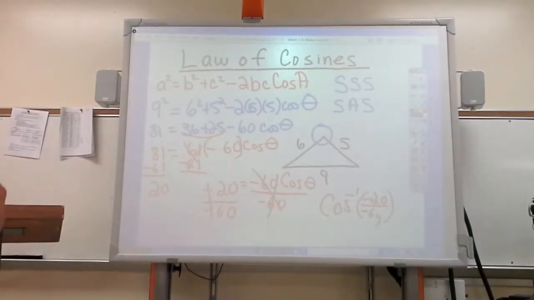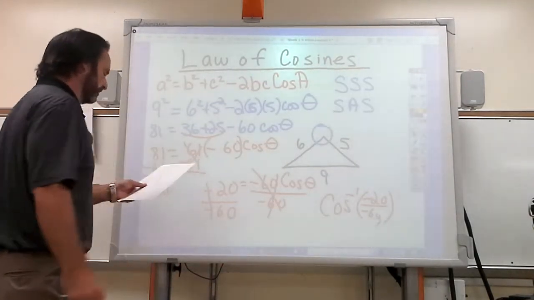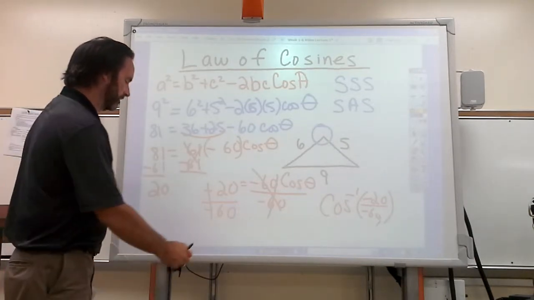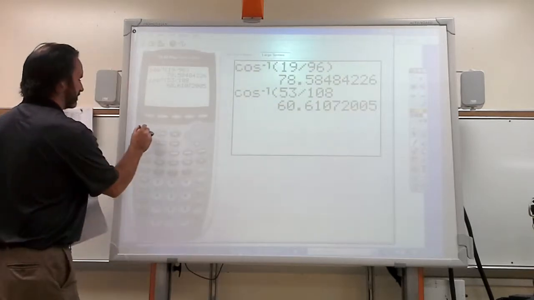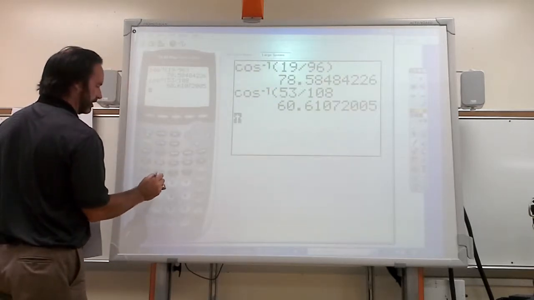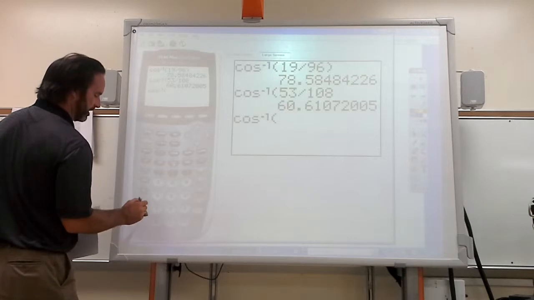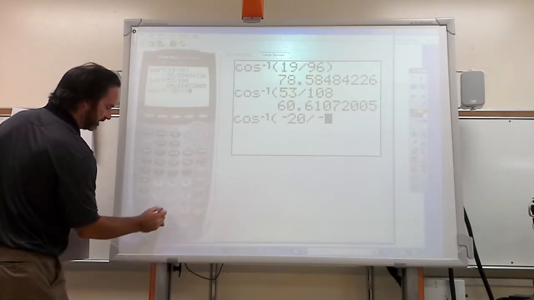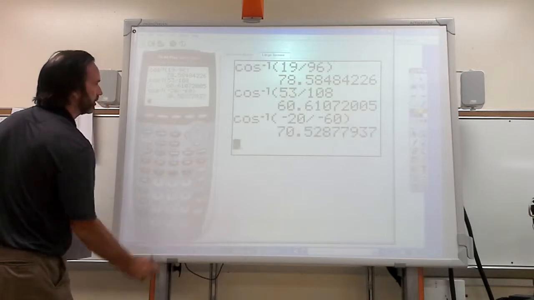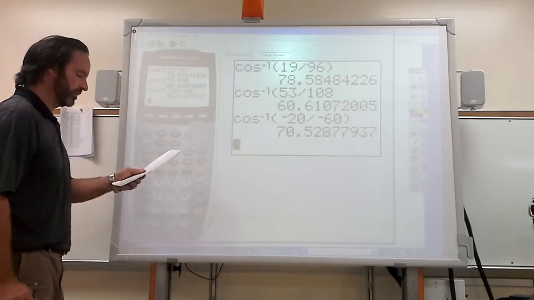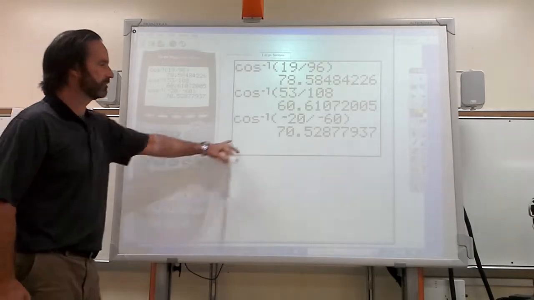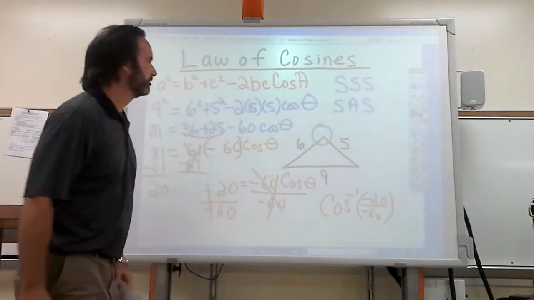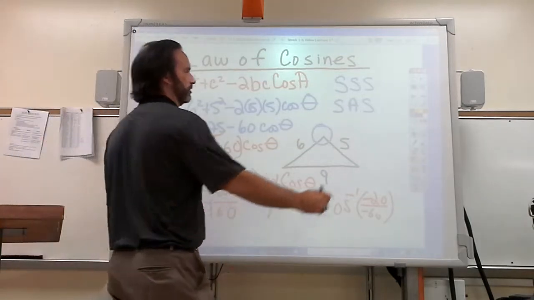I did work this out, but I didn't figure out the angle, so let's just do that. Inverse cosine of negative 20 divided by negative 60 gives about 71 degrees, okay? Now, let's do another one.